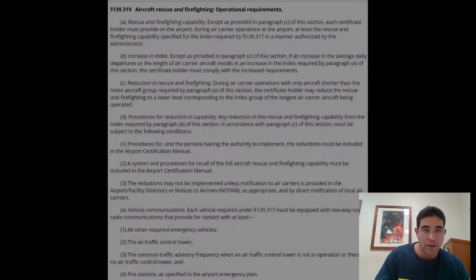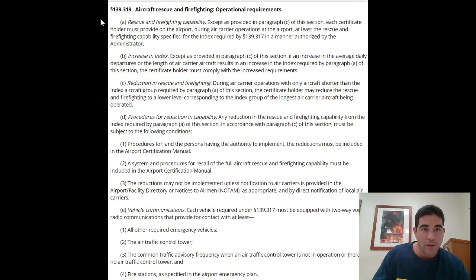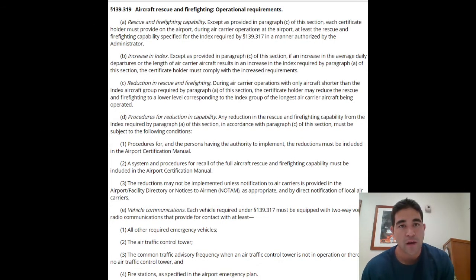And then moving on, now you have your FAR 139.319 Aircraft Rescue Operational Requirements. This is where it starts to get a little bit deeper on your actual capabilities and what you need to do to be a firefighter on the airport. So starting with A, rescue and firefighting capability. This is just basically saying that you have to have the firefighting capabilities per your index.